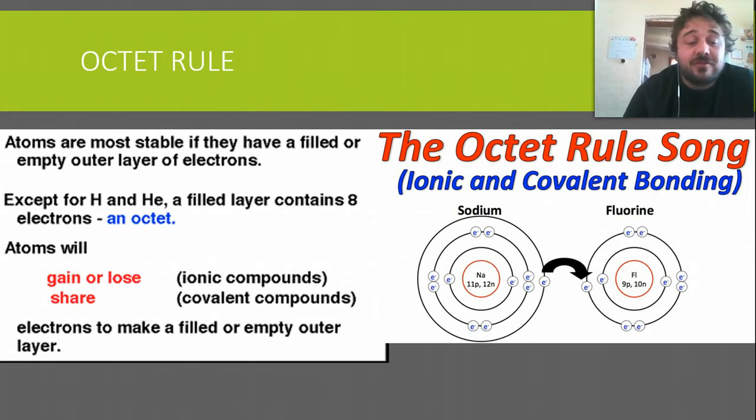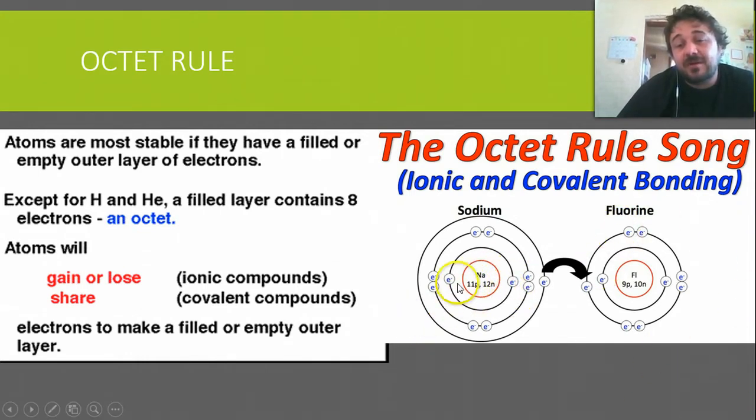They will gain or lose or share electrons to fill up that empty space or to make the outer layer full. It takes energy to maintain an outer layer, and the atoms tend to do that which is easiest. So they'll do whichever requires the least energy. They'll drop down to that level. So just a quick look over here.